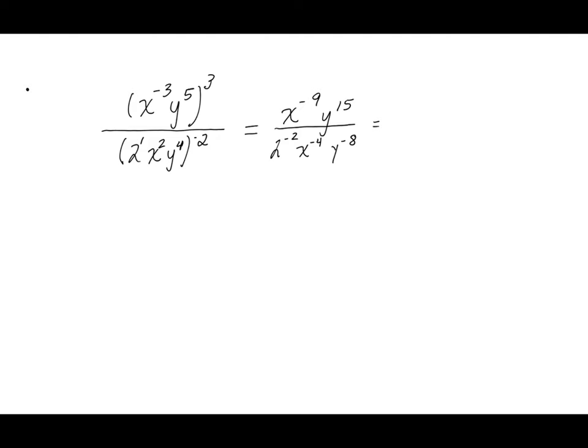So to simplify this further, we need to get rid of all the negative exponents. And as you can see, we have plenty here. So we're going to do this in pieces. The first thing I'm going to simplify are the x's. So the x in the numerator has a negative 9, and the x in the denominator has a negative 4.